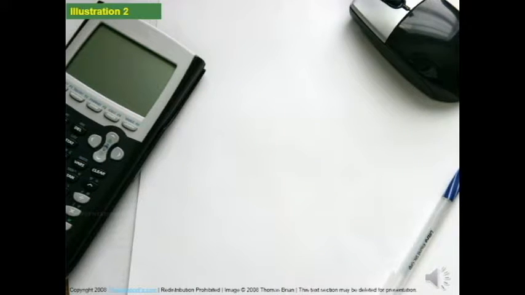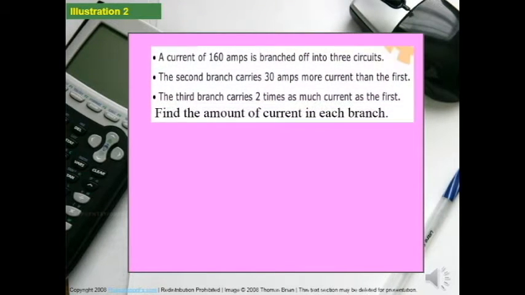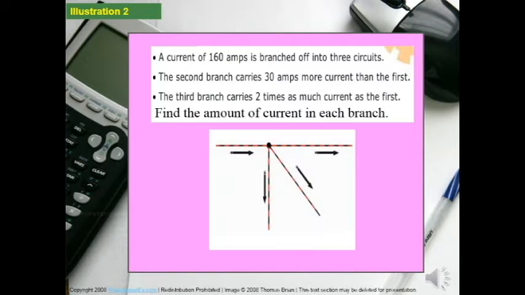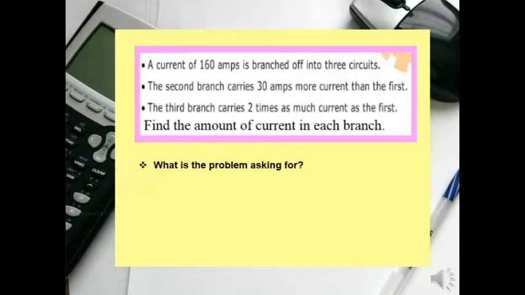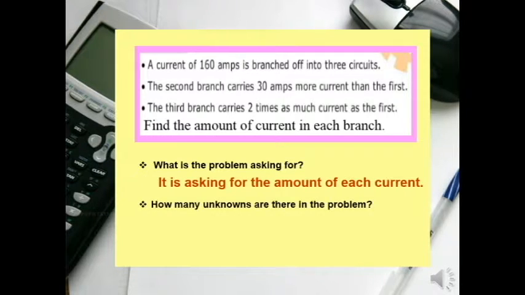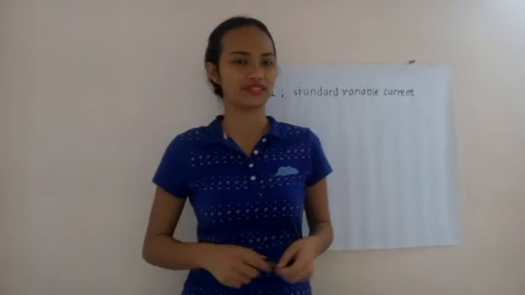Let's try another problem. A current of 160 amps is branched off into three circuits. The second branch carries 30 amps more current than the first, and the third branch carries 2 times as much current as the first. Find the amount of current in each branch. From illustration number 2, what is the problem asking for? It is asking for the amount of each current. How many unknowns are there in the problem? There are 3 unknowns.